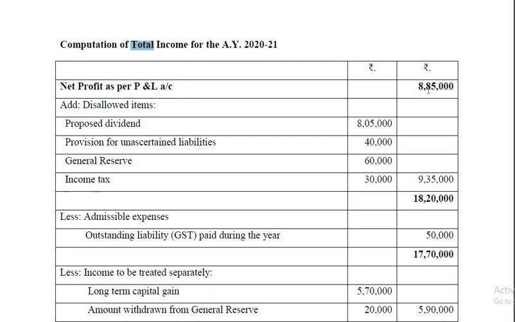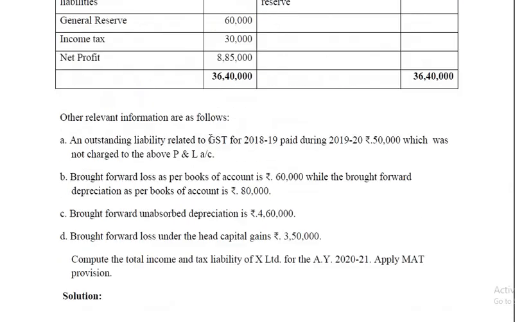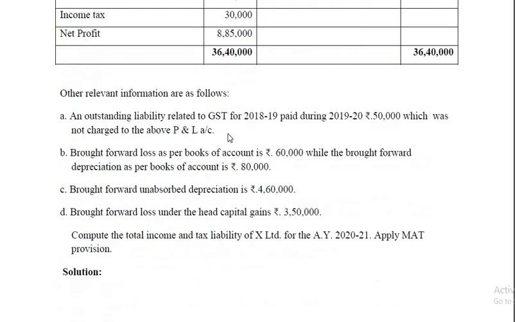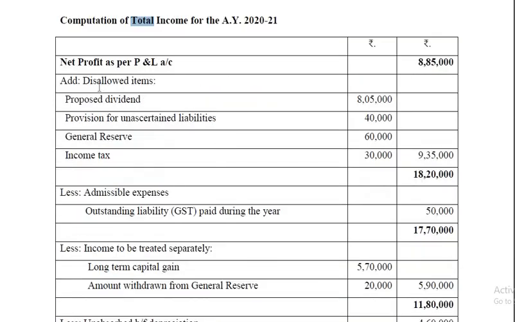Net profit as per profit and loss account is 8,85,000. You can note it here. So proposed dividend should be added back. Provision for unascertained liabilities, general reserve, and income tax paid. These are the items to be added to net profit. This is very simple because you have already solved difficult problems and you are familiar with the treatment of these items. So 9,35,000, totally that comes to 18,20,000.